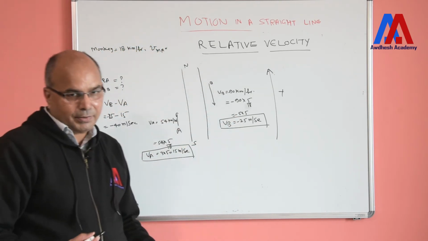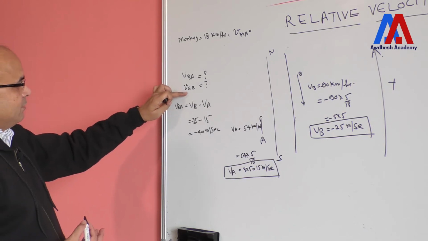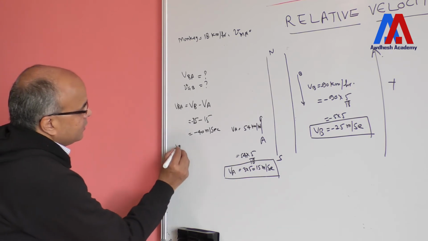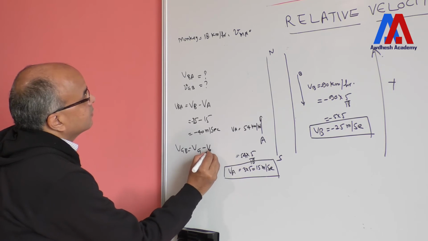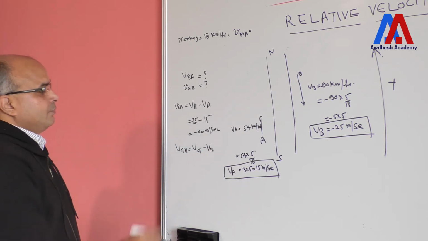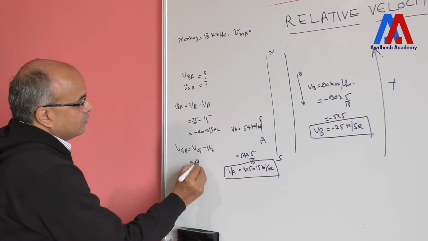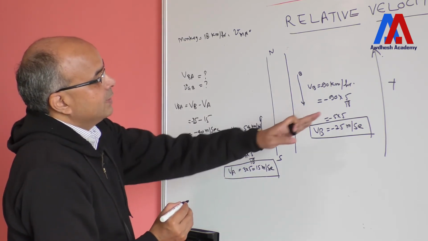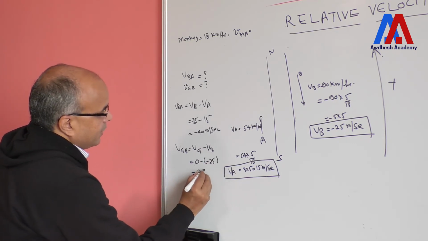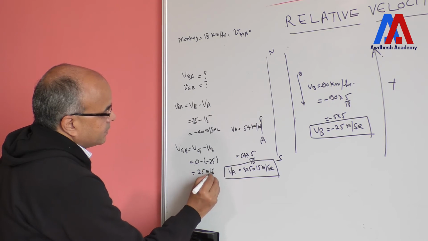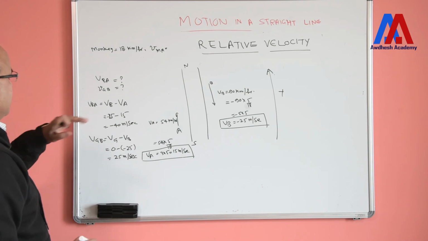Now let's take the second part. Velocity of ground with respect to B, VGB, will be equal to VG minus VB. We know both, because the ground is not moving, so VG is equal to 0, and VB we already know is equal to minus 25. So what we get is 25 meter per second, and this is the relative velocity of G with respect to B.